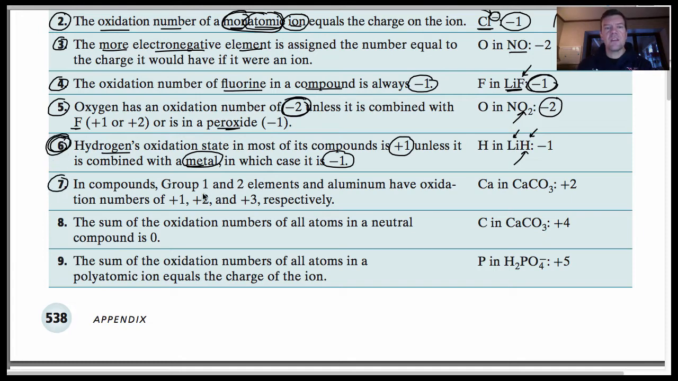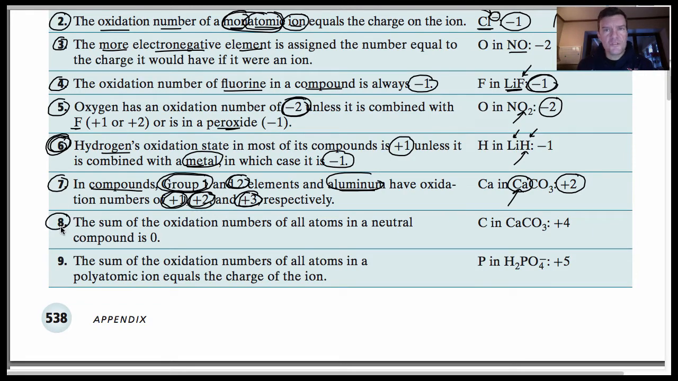Number 7, in compounds, group 1 and 2 elements and aluminum have oxidation numbers of 1, 2, and 3 respectively. So if you see an element in a compound and it's in group 1 on the periodic table, it has an oxidation number of 1. Group 2 elements in compounds have an oxidation number of 2. And aluminum, oxidation number of 3. Okay? So here you see calcium right there. Calcium in this compound is in group 2. We assign it an oxidation number of 2.